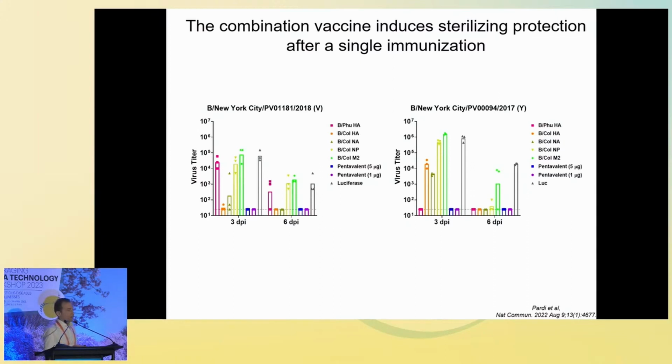We wanted to know if these vaccines can induce sterilizing protection. So animals were immunized again with the monovalent or the combination vaccine. 4 weeks later they were challenged either with a Victoria or a Yamagata strain, and 3 days and 6 days post-challenge, a bunch of mice were sacrificed, and we looked at viral titers in the lungs of these animals. And again, it turned out that only the combination vaccine, the pentavalent vaccine, induced sterilizing protection, even when we used it at a low dose.